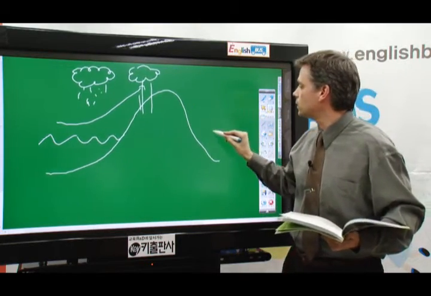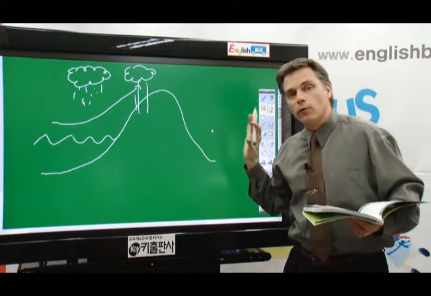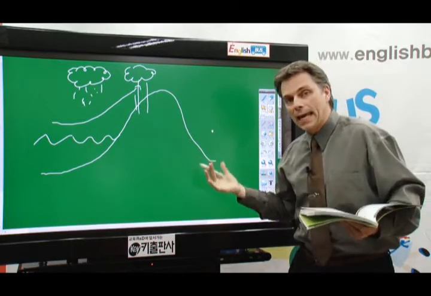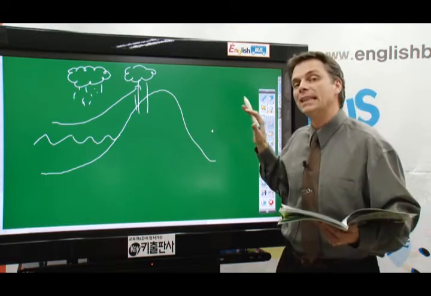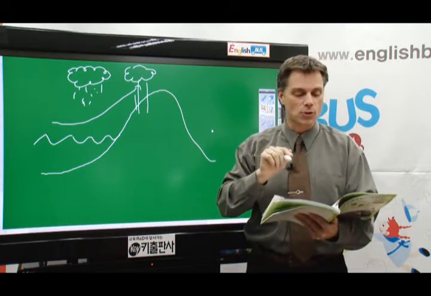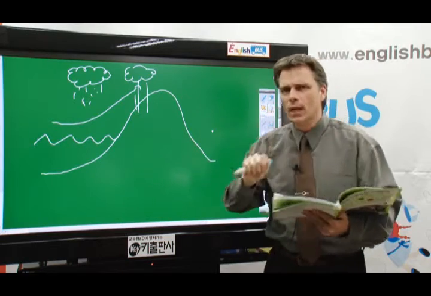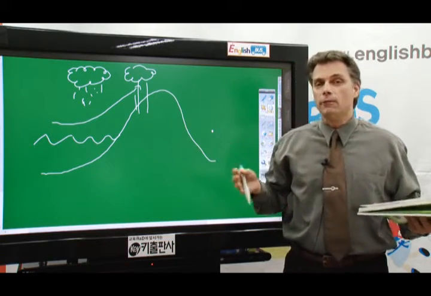I'll just push that over just a little bit. So for the cows and for the animals and to grow vegetables, they must irrigate the land. So that's good. Now, the next one is to deforest.